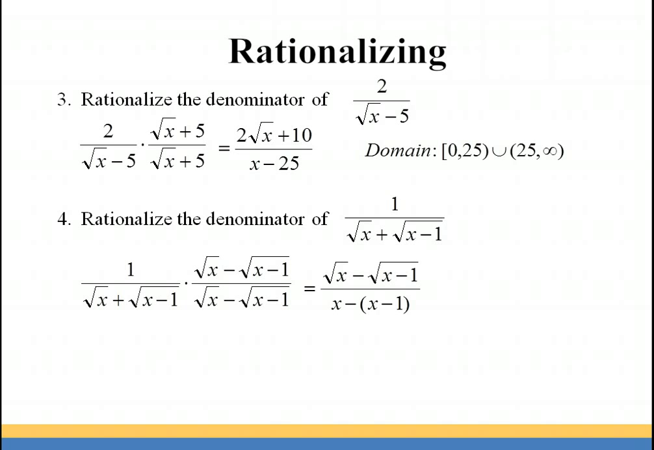Remember, your inner and outer terms are automatically going to cancel each other. Then we're going to simplify our denominator, which ends up, when you distribute the negative, as being x minus x plus 1. So the x's are canceling each other, and you're just left with 1 in your denominator. So our final answer is the square root of x minus the square root of x minus 1. Now our domain for this problem is going to be greater than or equal to 1. So we can include 1 in both the original function and the simplified form.